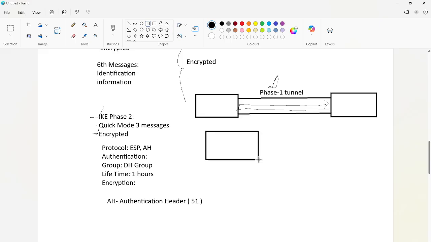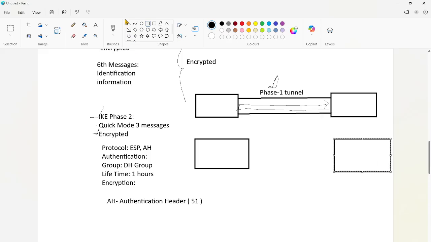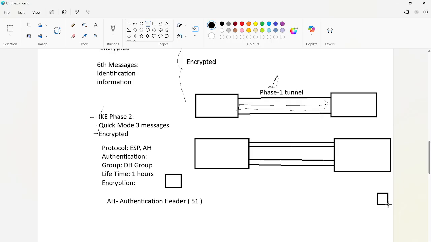Here this is our firewall 1 and this is our firewall 2. Now everything has been negotiated: phase 1 is formed, the phase 2 information is exchanged inside the phase 1 tunnel, and we have also formed the phase 2 tunnel. Inside the phase 2 tunnel, whatever we send from our private subnet, here you will have one user, and here also you will have one user.